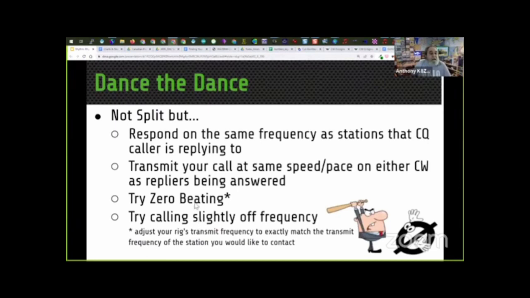If they're not working split, but they're not exactly answering on their frequency, as I said earlier, try zero beating first. If not, try shifting slightly off frequency.